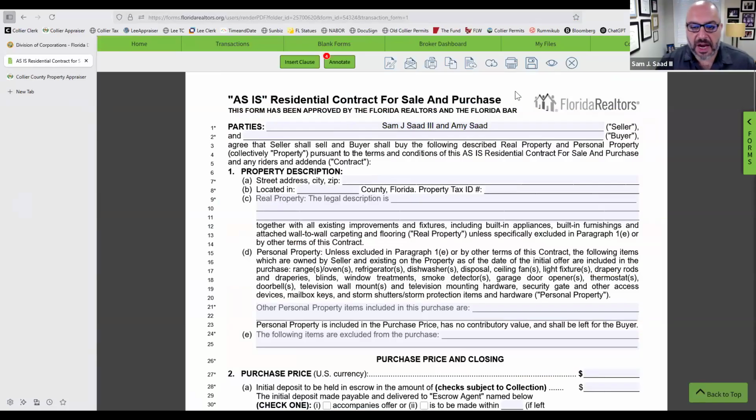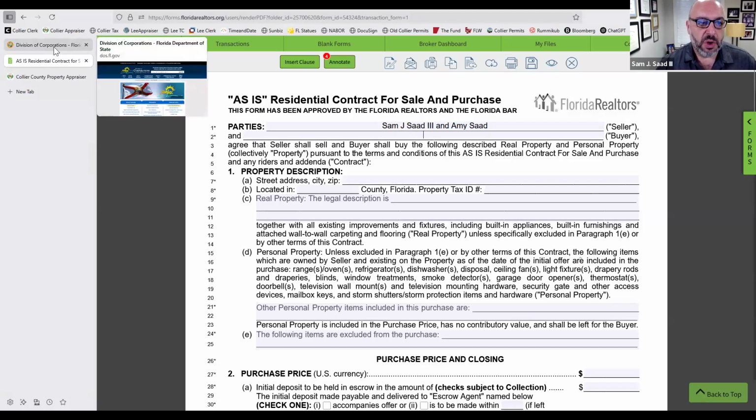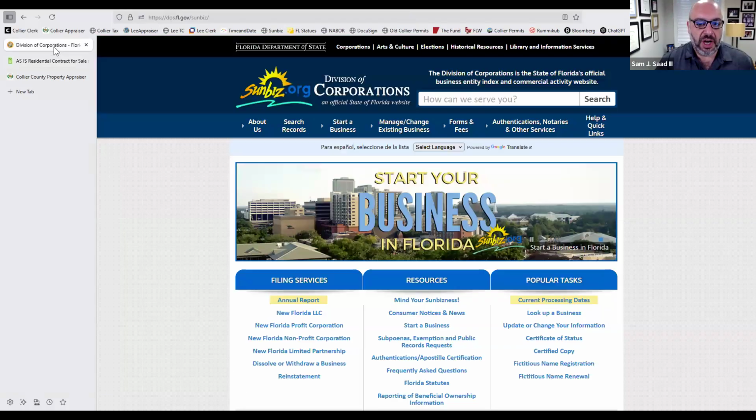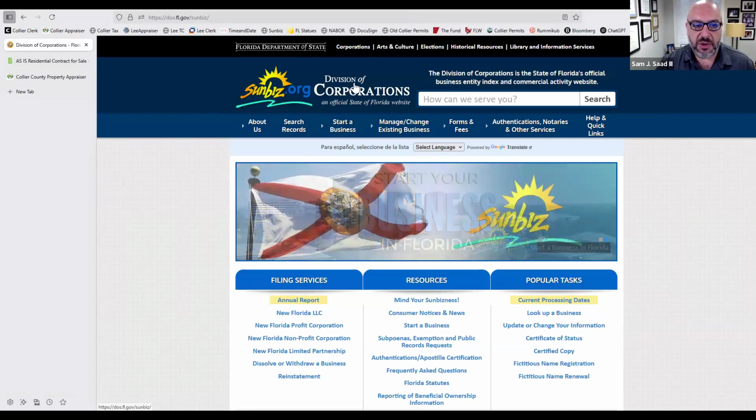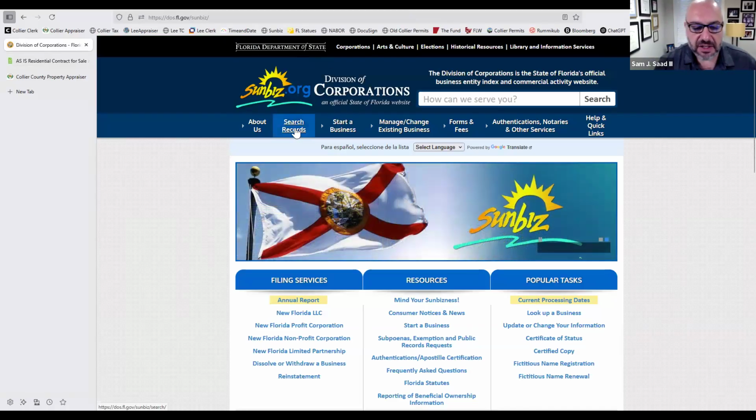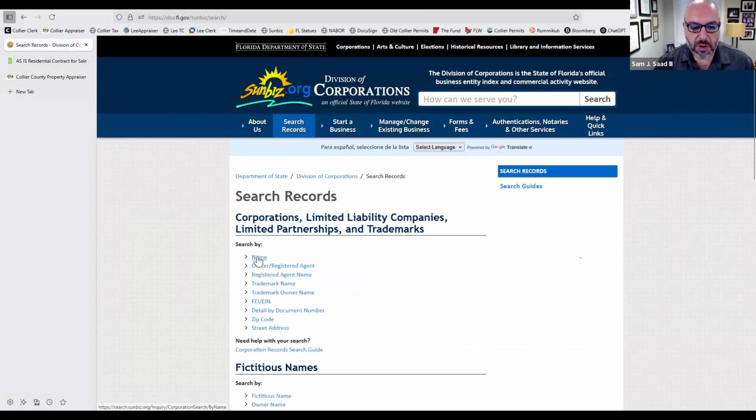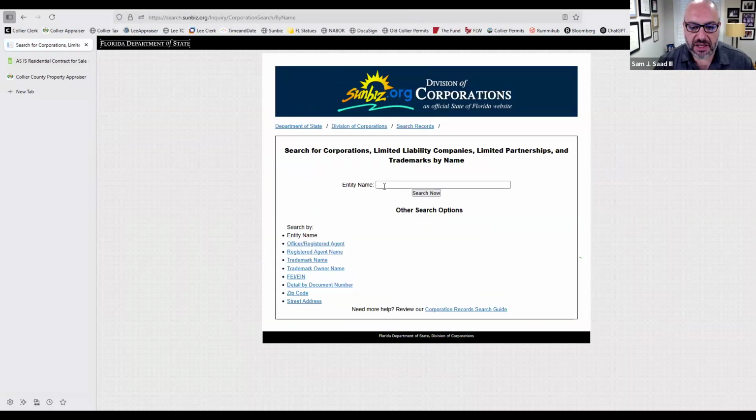Okay. Now, my LLC buyer today. To figure out an LLC buyer or LLC seller, assuming it's a Florida LLC, you have to understand the Florida Division of Corporations website called the SunBiz website. SunBiz, S-U-N-B-I-Z. We're going to search our records. We're going to search by the name of the buyer LLC.